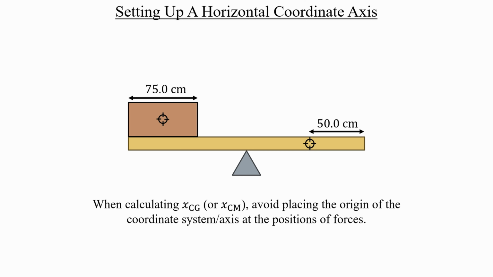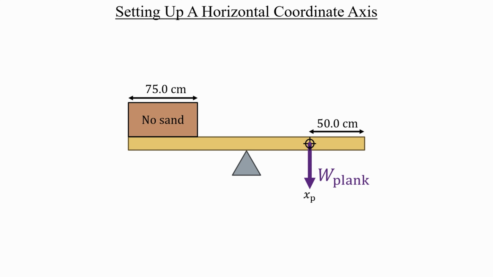Whenever you're calculating the position of the center of gravity or center of mass for your object, do not place the origin of your coordinate axis or coordinate system in the same position as a force. In our situation, the first force that we encounter before we add sand to the box is the weight of the plank, which acts from the point x sub p. Then once the sand is added, we have two other weight forces acting at x sub s as well as x cg. So these 3 points are off limits when it comes to the origin of our coordinate axis.